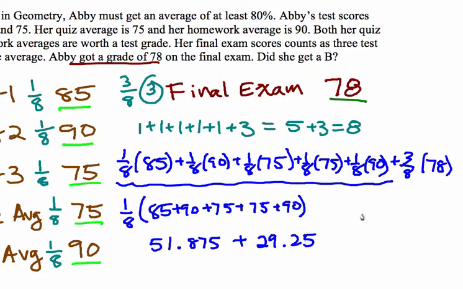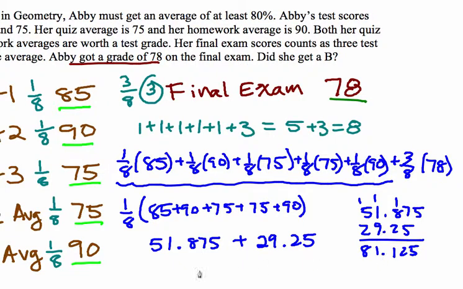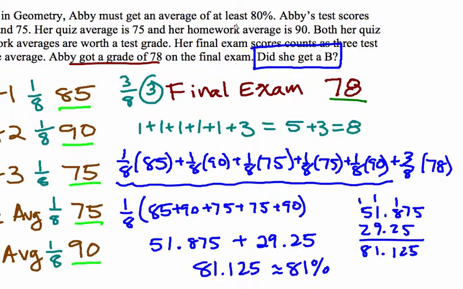29.25. So if we add those together, her final score is an 81.125, which is probably going to be rounded down to an 81%, but our question was, did she get a B? To get a B, she has to have at least an 80%, so yes, Abby earned a B.